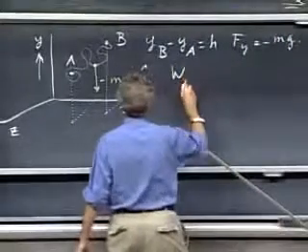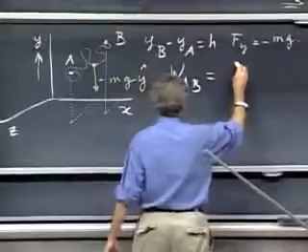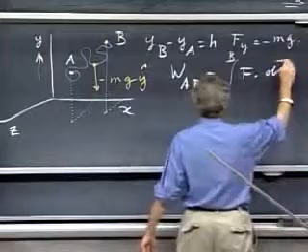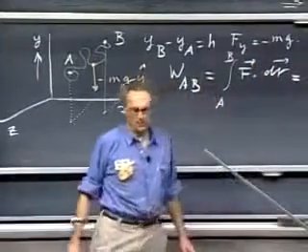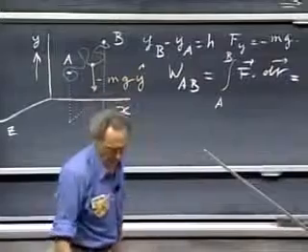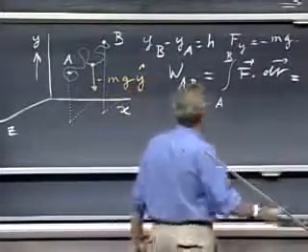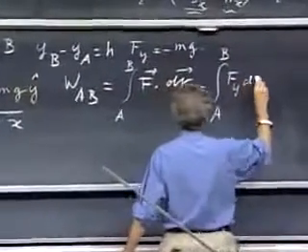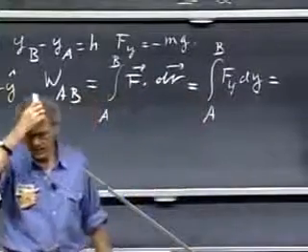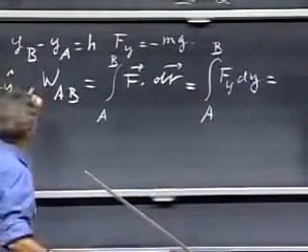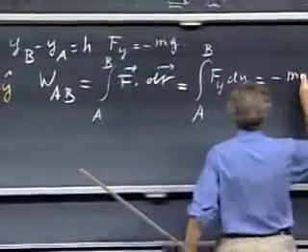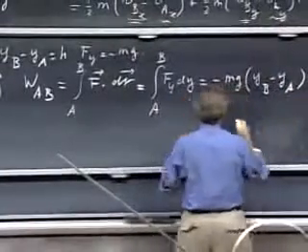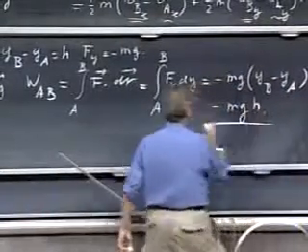And so if I calculate now the work in going from A to B, which is the integral in going from A to B of F dot dr, then the only term that I have is the one that deals with the y direction. The other terms have nothing in it. So it is the integral in going from A to B of F_y dy. And that equals minus mg, because we have the minus mg, times y of B minus y of A, so that is minus mg times h.